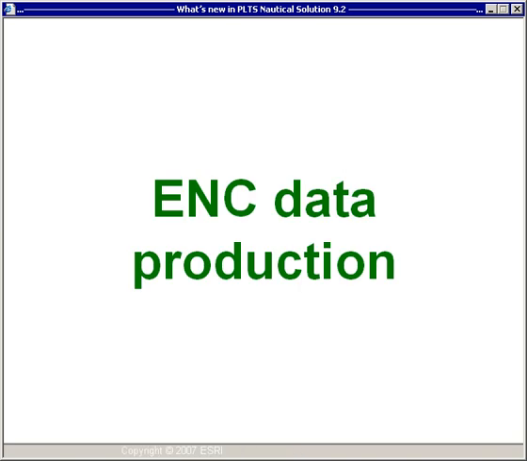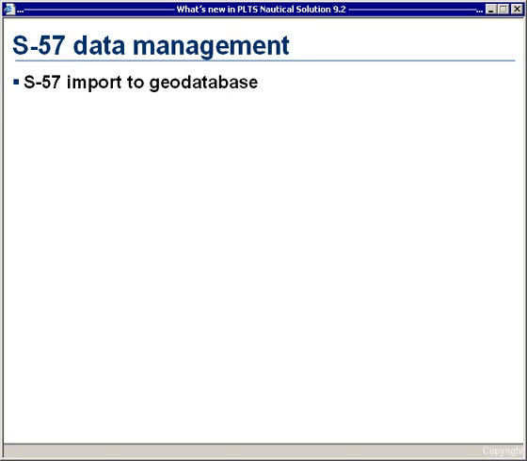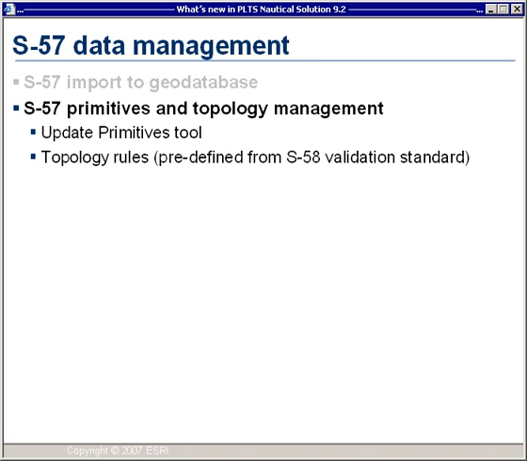Now that we've already seen nautical charting with the solution, let's talk about S57 ENC data production. S57 data is managed in several ways with the nautical solution. The S57 ENC files, or 000 files, are imported into the geodatabase. Once we have that S57 data imported with the S57 data importer into the geodatabase, we need to manage our primitives and topology within the geodatabase. The primitives that I'm talking about here are a link between the S57 data and how it's stored and how we manage data in the geodatabase.